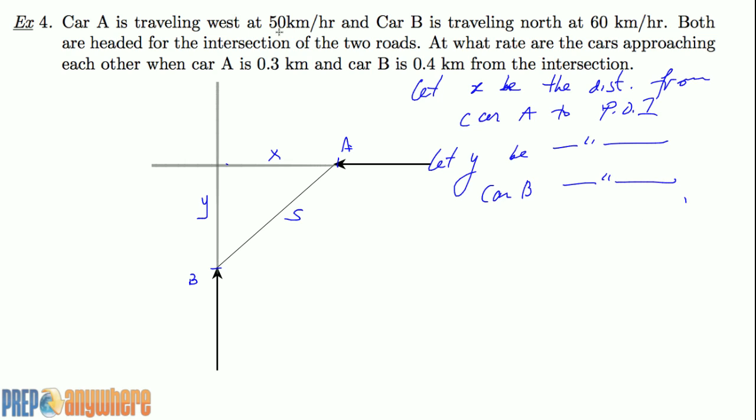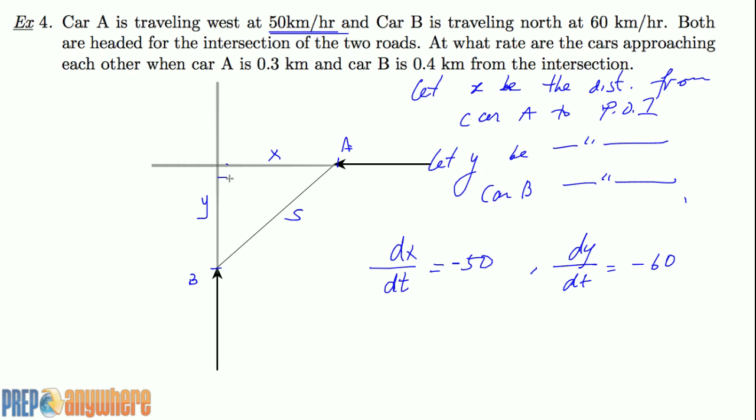So what do you think this is now? Car A, so it's definitely dx over dt. So do you think it's dx over dt is equal to 50? Is the distance increasing or decreasing? That's right. Same with dy over dt. It's actually decreasing. So that length is also decreasing. So let's call that minus 60.